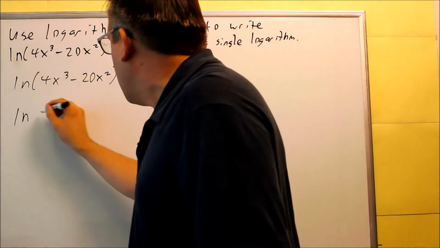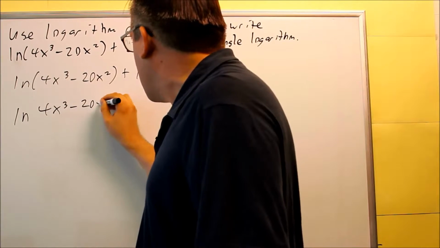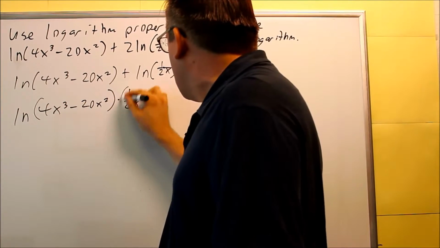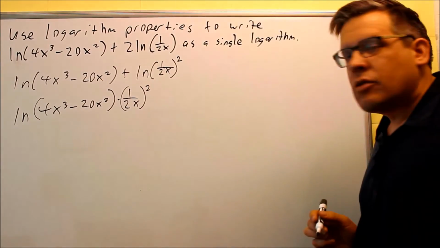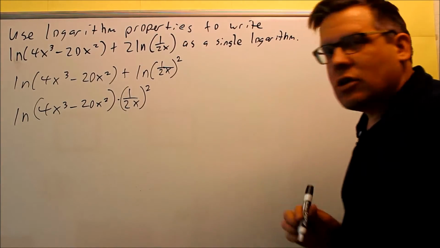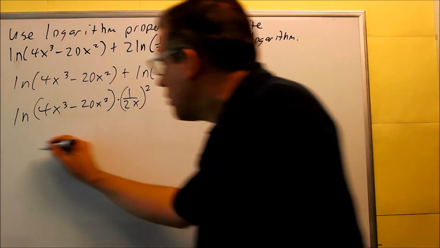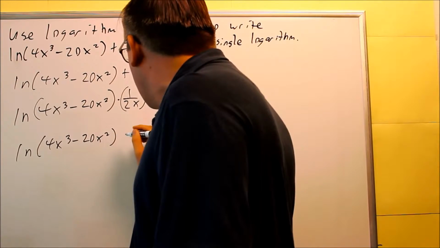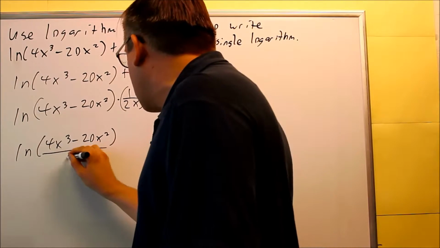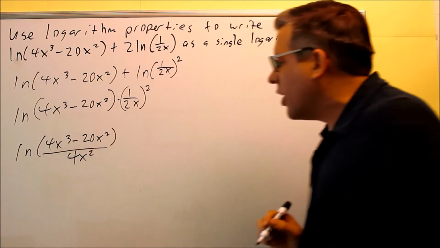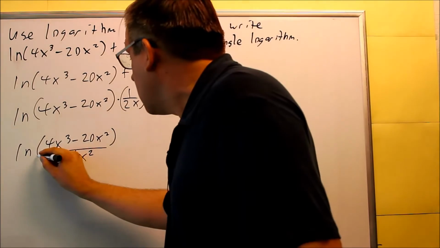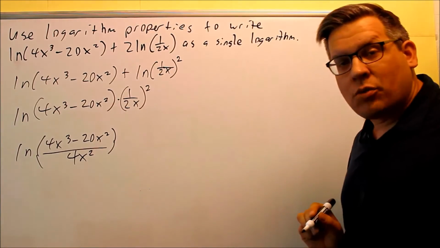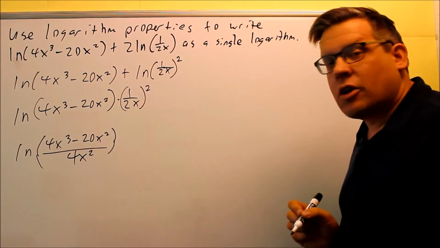So we'll do ln of 4x cubed minus 20x squared. That's going to be multiplied by 1 over 2x squared. So now it's just a matter of doing some algebra here to simplify it. So we're going to do 4x cubed minus 20x squared. And then this can be written like this over 4x squared, because when you raise it, don't forget you're squaring both of those inside the parentheses. That's why it's got to be a 4 down there.